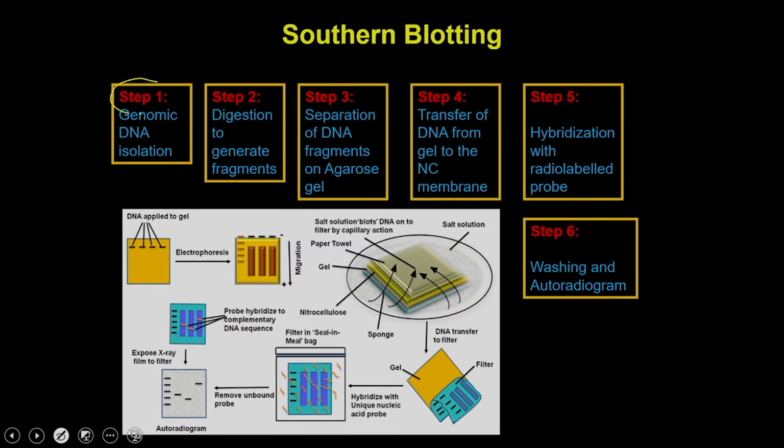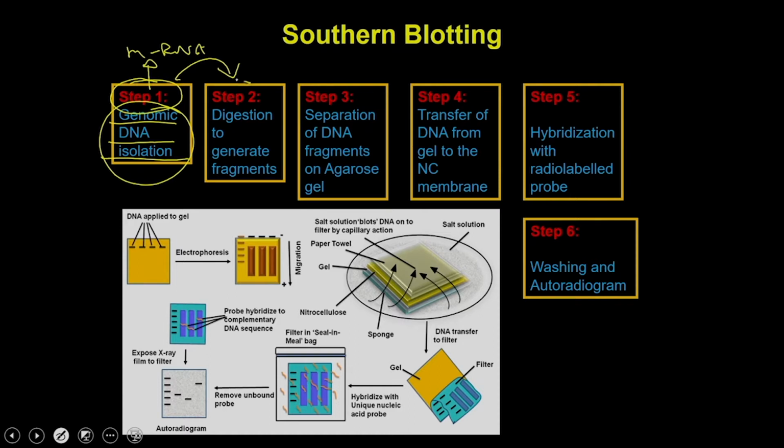In step 1 you are going to isolate the genomic DNA. Remember, when we were doing the northern blotting, step 1 was that you are supposed to isolate the messenger RNA. Whereas in this case, since we are more interested in the gene, you are going to isolate the genomic DNA from the cell. Now, once you have the genomic DNA, then in step 2 you are going to fragment the genomic DNA, so that it gives you different fragments. All these different fragments are going to represent one or more genes. Ideally, we make the fragments in such a way that each represents a single gene.